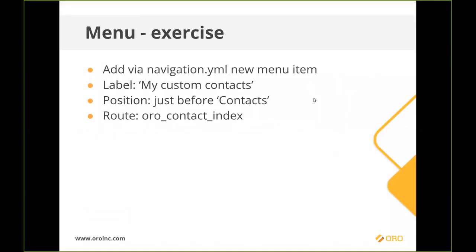So, a very short exercise, and again, just think how you go with it, and I will show you the solution live in a moment. The idea is to add to the navigation YAML a new item, my custom contacts. It should be displayed just before the contacts, and it should use our contacts in the route.